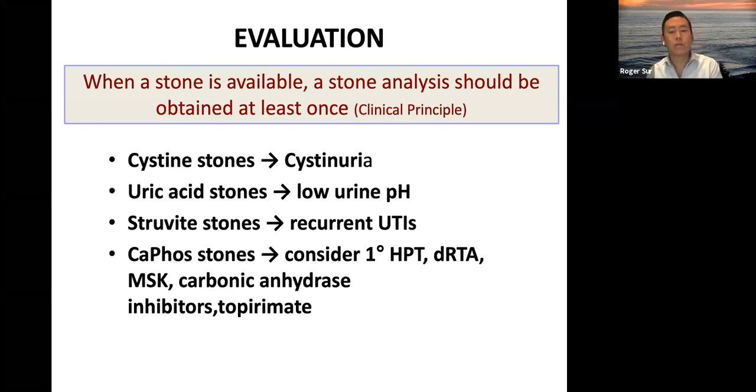It can also mean there's maybe distal renal tubular acidosis, medullary sponge kidney, or perhaps there's the iatrogenic use of carbonic anhydrase inhibitors, or even the medication called topiramate, which is typically used for migraines or seizures, commonly known as Topamax, the trade name.